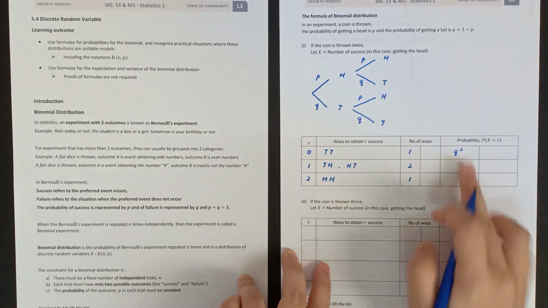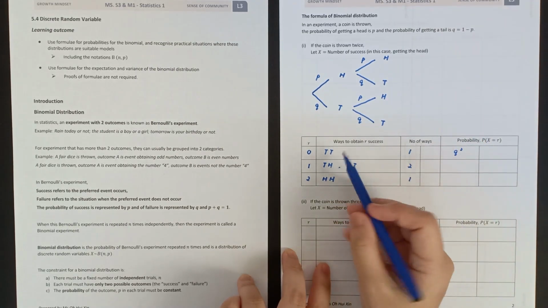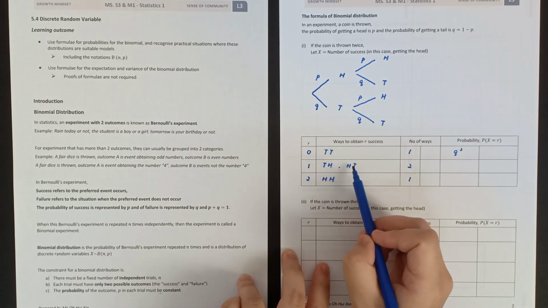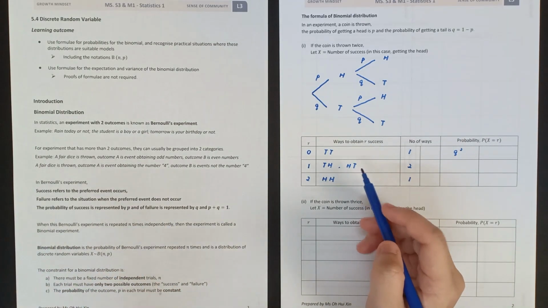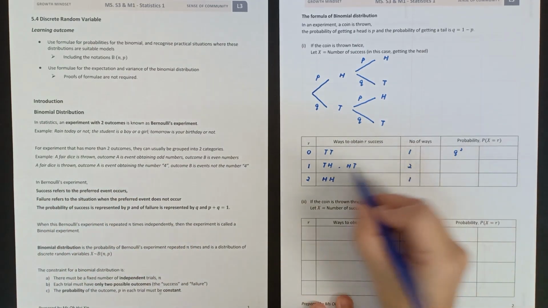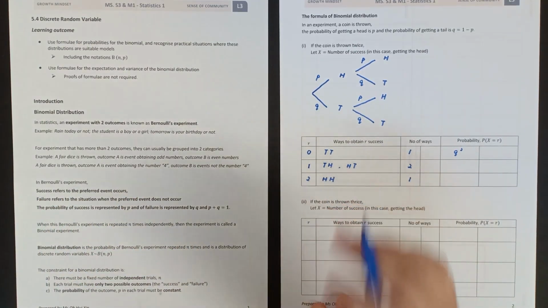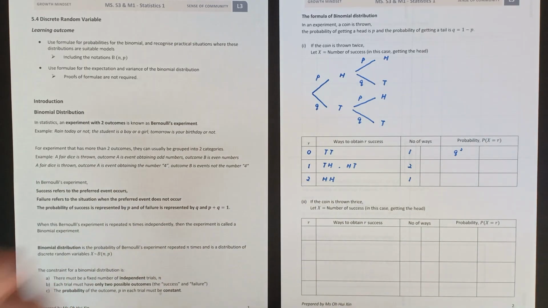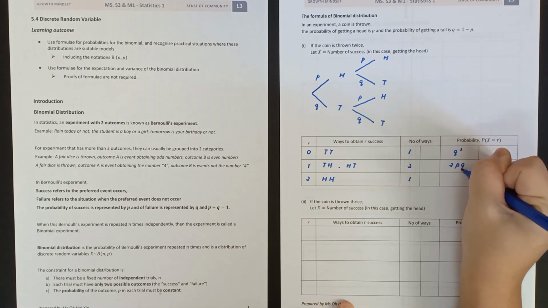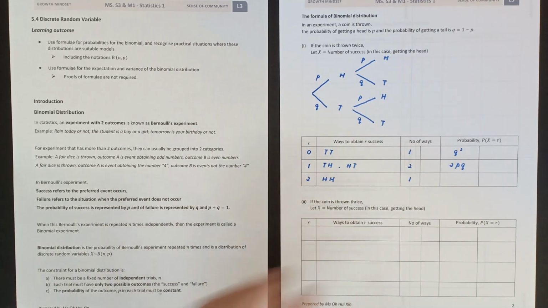Okay, so now the probability for the second one. I have tail and head, meaning it's QP. Then I have head and tail, which is PQ. So PQ and QP, when you multiply them, are still the same, which is PQ. But you have 2 ways here, so you will add them together. So PQ plus PQ, then you get 2PQ. Okay, I hope that you are with me.